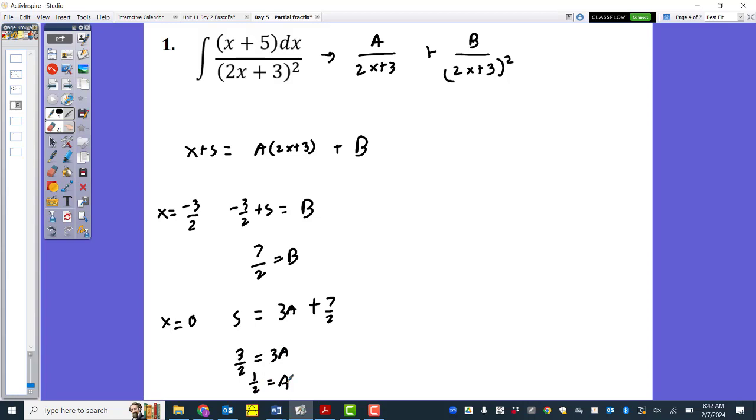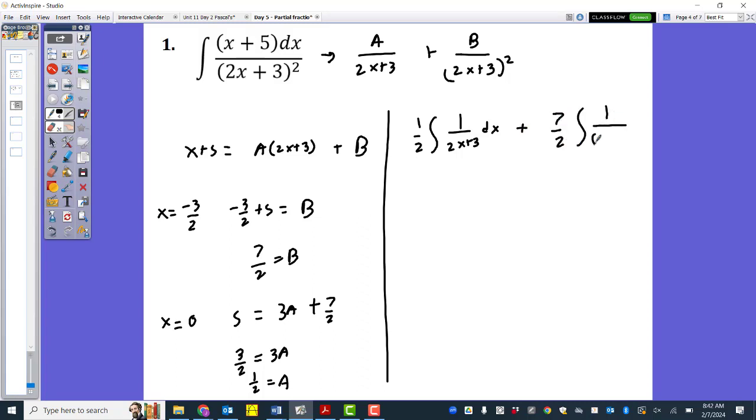Now the big thing is make sure you plug your a and b back into the correct spots. It's going to change your answer if you don't do that. But now what we have, and because these are constants, we can just pull them out. We have 1 over 2 times the integral of 1 over 2x plus 3 dx plus 7 over 2 times the integral of 1 over 2x plus 3 squared dx. And now we can just use u substitution. Technically, they're both going to use the same u, so we can just apply the same u to both of them. u equals 2x plus 3, du equals 2 dx.